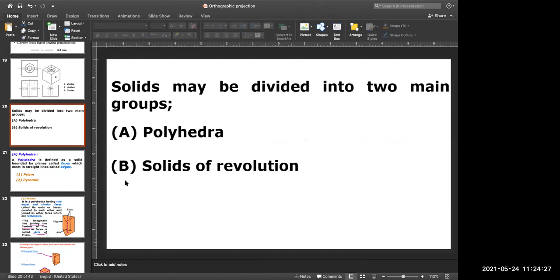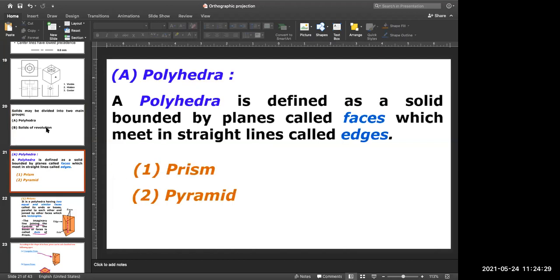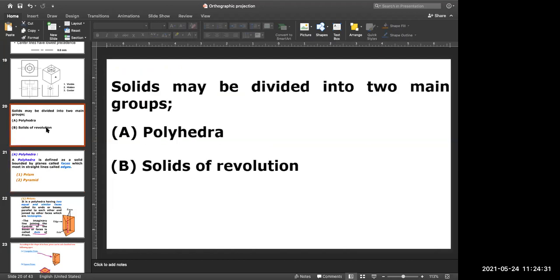In this topic, we will see when solids are projected on your horizontal plane or vertical plane, how they will be drawn on 2D drawings, how their projections are drawn. So that we will see. Before starting with the projection of solid, first we have to understand what is solid, what are the different types of solid that we consider in engineering drawing.